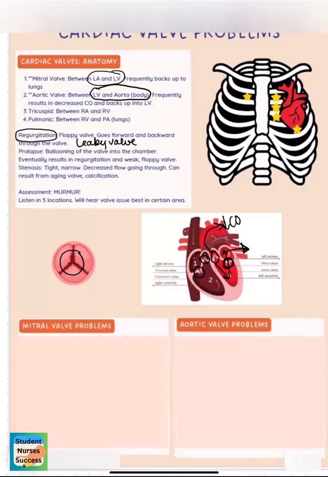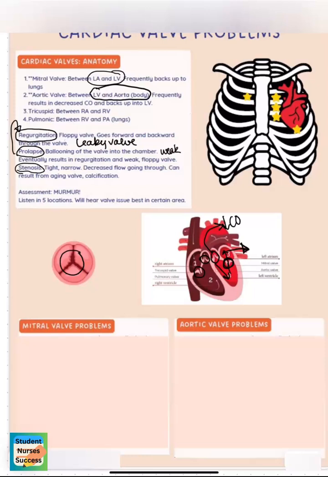Now, a prolapse is when the valve is ballooning or stretching into the chamber when it closes. So it is weak, but it is still closing. Eventually, a prolapse will actually turn into a regurgitation after the valve becomes so weak.